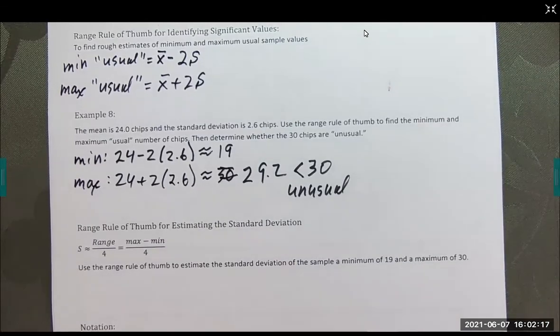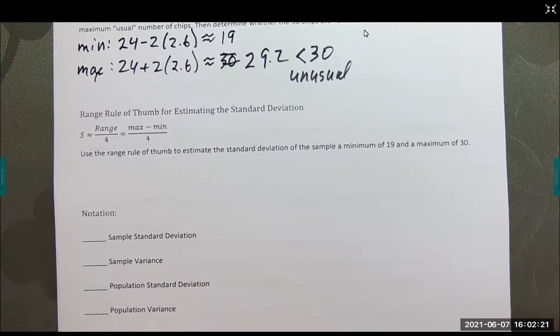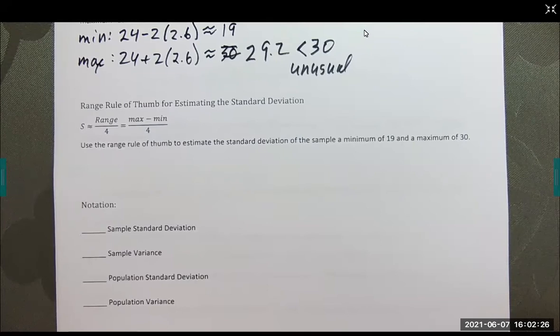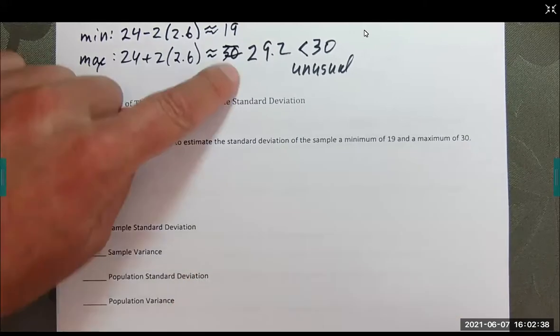Next up, we have the range rule of thumb for estimating the standard deviation. And that is going to be the range that we learned earlier in this video, the max minus the min divided by 4. And I'll talk more about why 4 here in just a few minutes. So use the range rule of thumb to estimate the standard deviation of the sample with a minimum of 19 and a maximum of 30, kind of what we did up here.